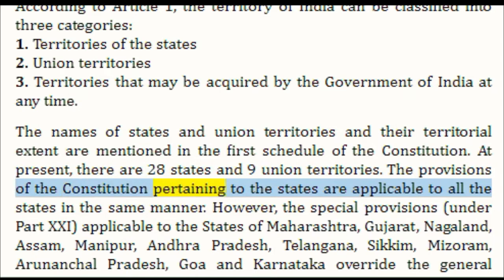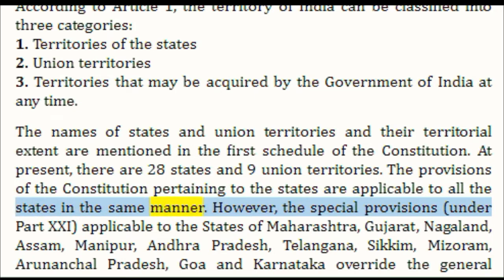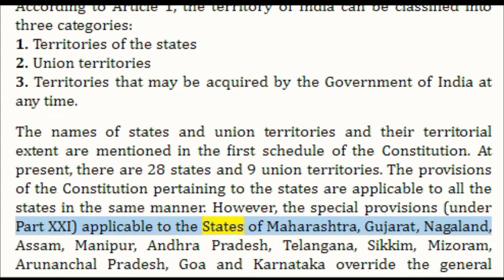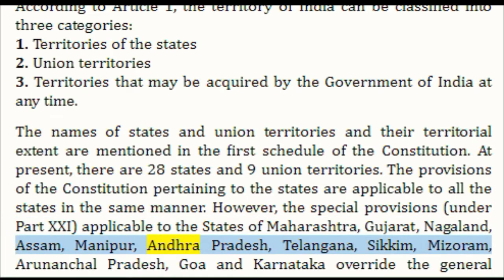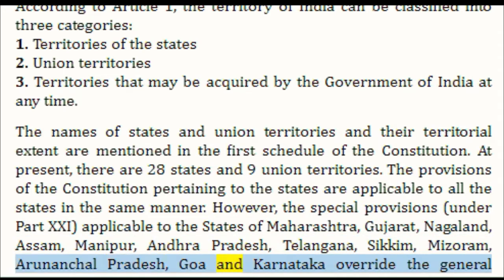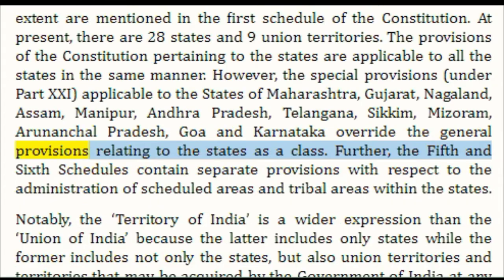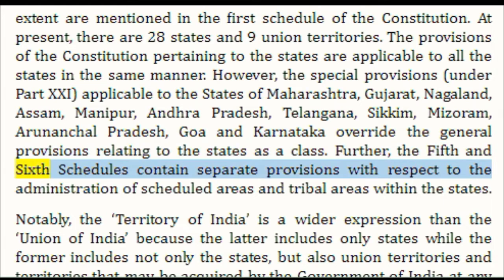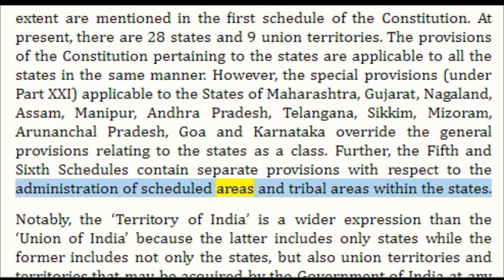The provisions of the Constitution pertaining to the states are applicable to all the states in the same manner. However, the special provisions under Part 21 applicable to the states of Maharashtra, Gujarat, Nagaland, Assam, Manipur, Andhra Pradesh, Telangana, Sikkim, Mizoram, Arunachal Pradesh, Goa and Karnataka override the general provisions relating to the states as a class. Further, the 5th and 6th Schedules contain separate provisions with respect to the administration of scheduled areas and tribal areas within the states.